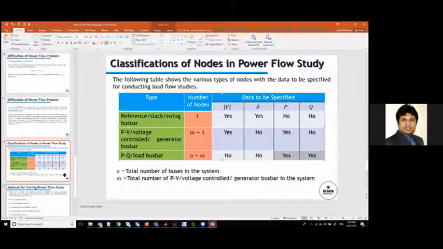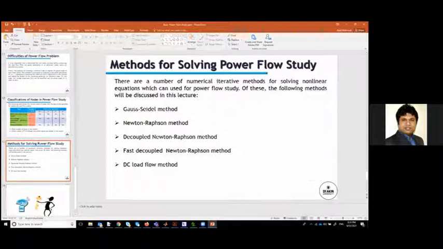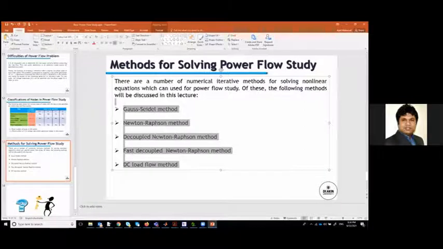There are a lot of methods to solve the numerical problem, and here I have listed some of those. These are the very commonly used methods, but there are more than those. I'll show you when I take you to PSS E.